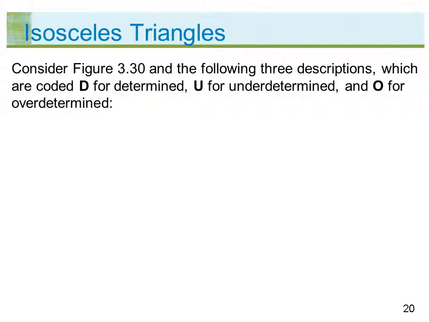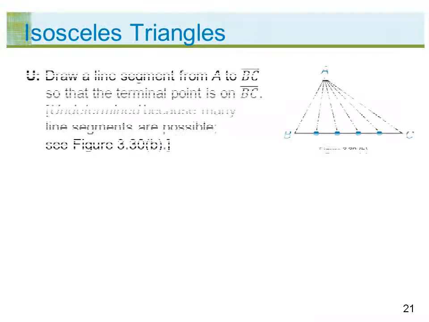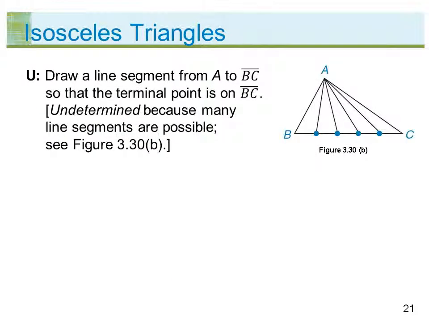Consider Figure 3.30 and the following three descriptions, which are coded D for determined, U for underdetermined, and O for overdetermined. D. Draw a line segment from A perpendicular to segment BC so that the terminal point is on segment BC. Determined because the line from A perpendicular to BC is unique. See Figure 3.30a. U. Draw a line segment from A to segment BC so that the terminal point is on segment BC. Underdetermined because many line segments are possible.